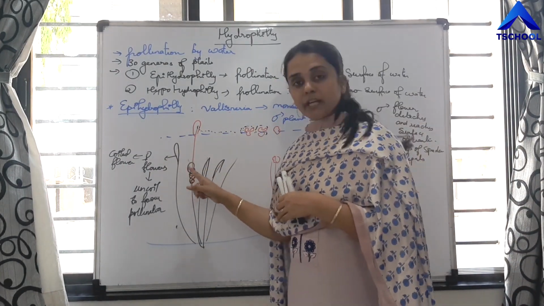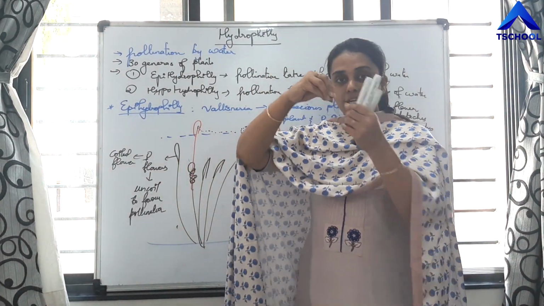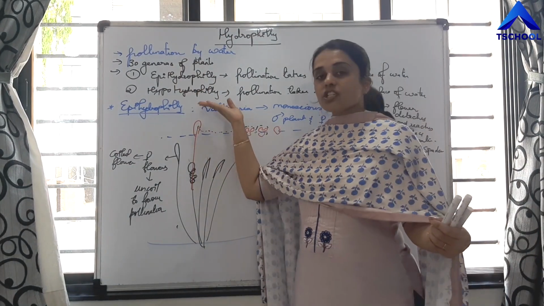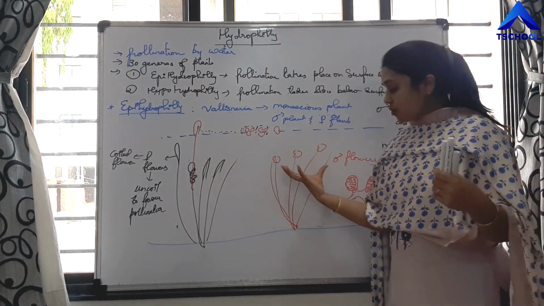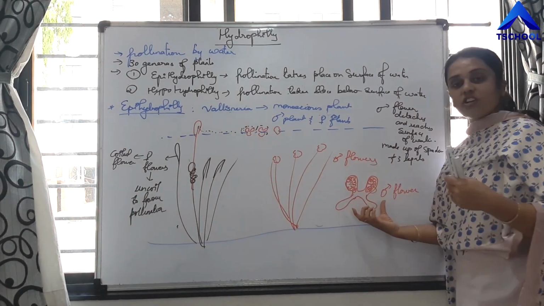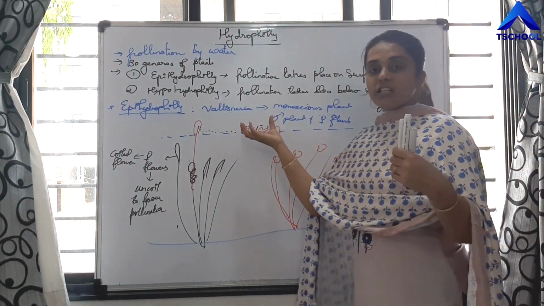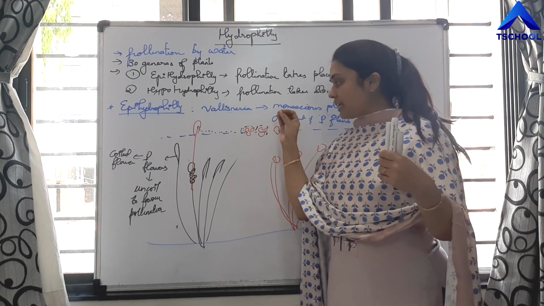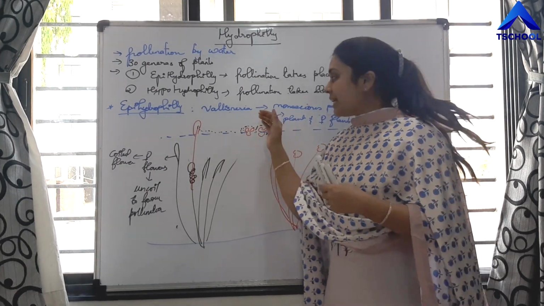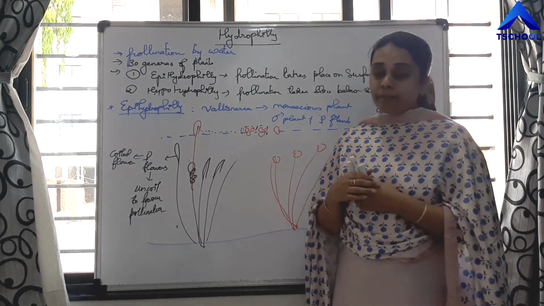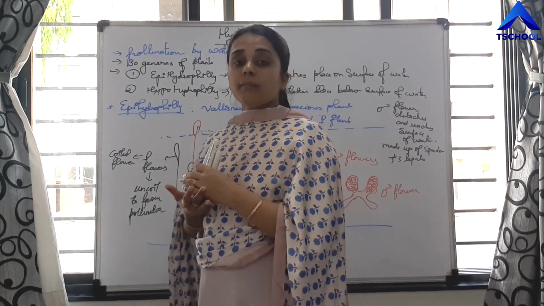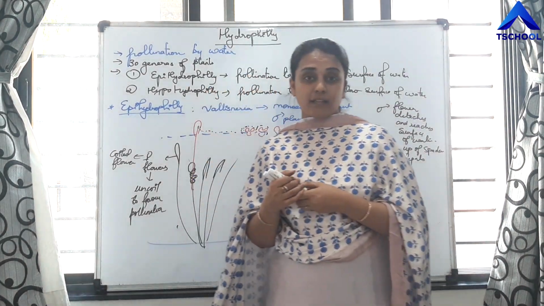In epihydrophily, the female flower is uncoiling. It is getting elongated and reaches the surface of the water body. And the male flower detaches from the plant. This is the structure of the male flower. It reaches the surface of the water body, releases pollen grains, and thereby pollination occurs by the water currents, right?